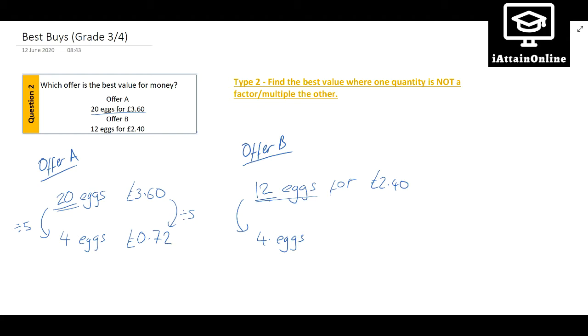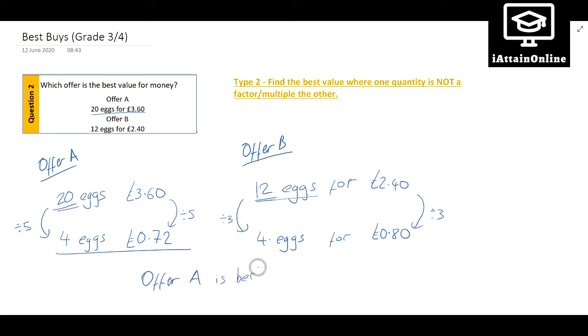And then over here, 12 divided by something gives me 4. That something is 3. So I need to do the same over here as well. £2.40 divided by 3 gives me 80 pence. So in this case, again, offer A is the best value for money.